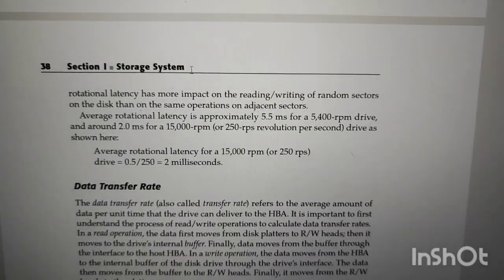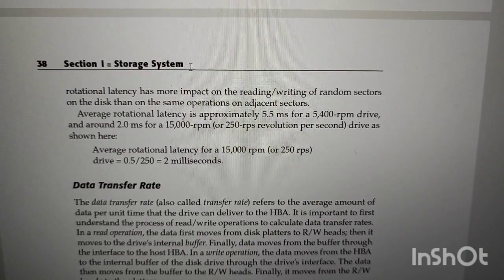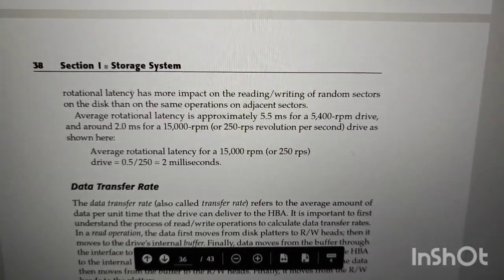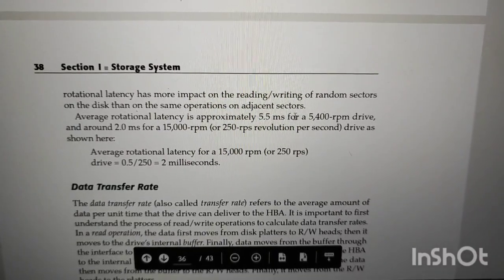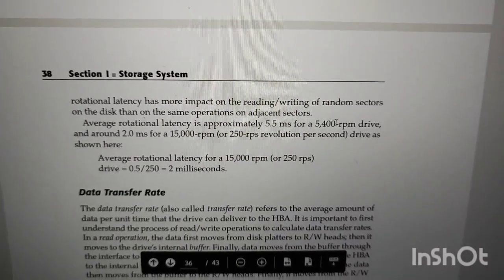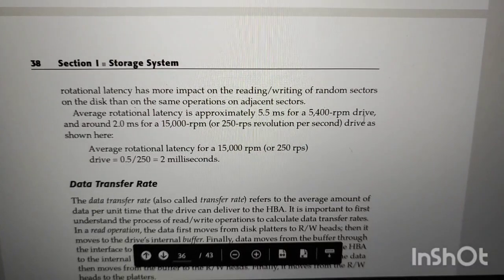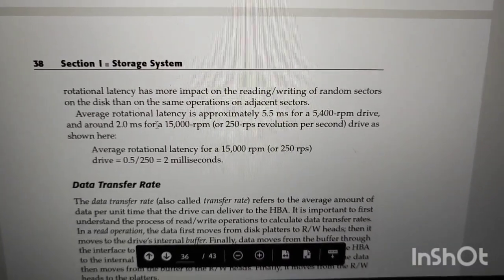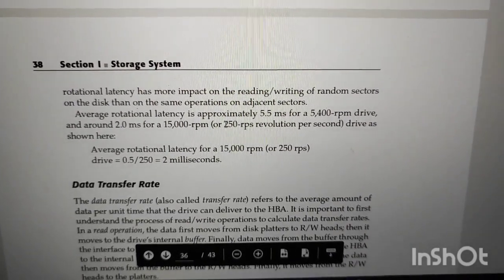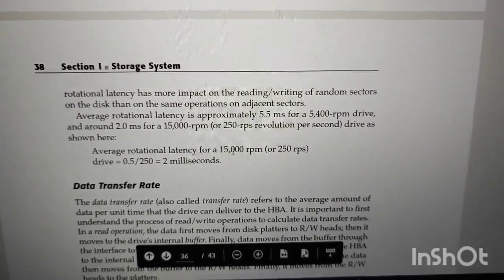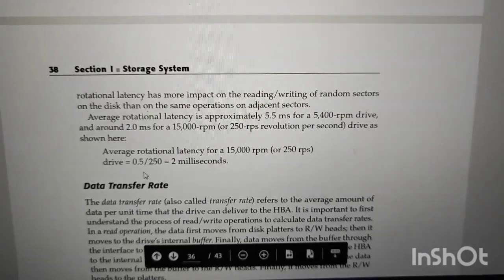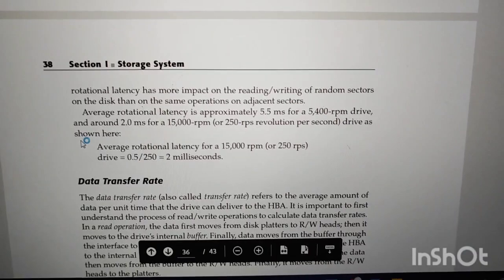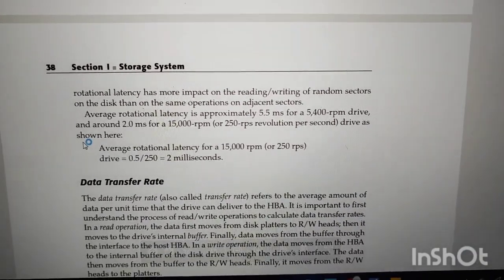So you have this calculation which is given, that is your average latency, and they've given an example. Okay, so the average latency is approximately 5.5 milliseconds for a 5400 rpm drive, and around 2 milliseconds for a 15,000 rpm drive. So what happens here is you have a 15,000 rpm drive, and 0.5 by 250 gives you 2 milliseconds.